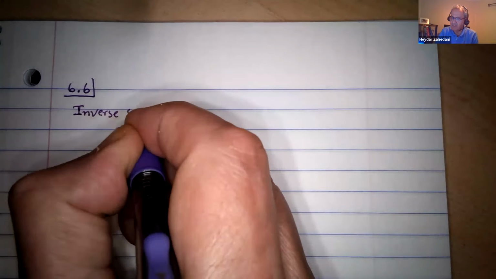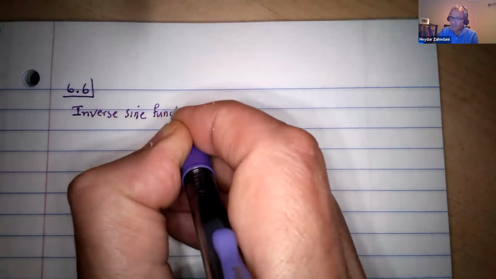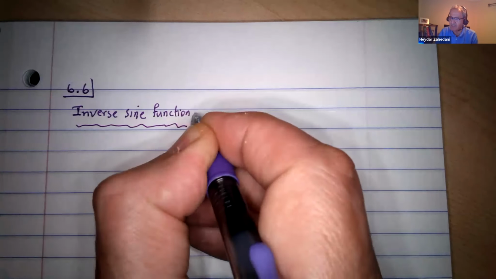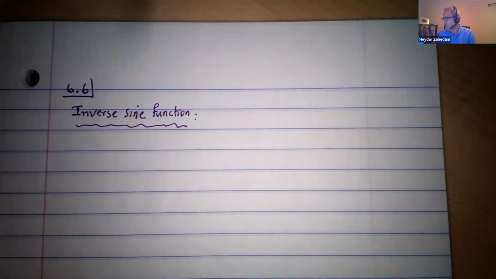In calculus, the inverse of the sine function and the tangent function are going to be much more important than the other ones. Okay, so what is going to be the inverse sine function? Let me give you a little bit more detail to understand that for this function.